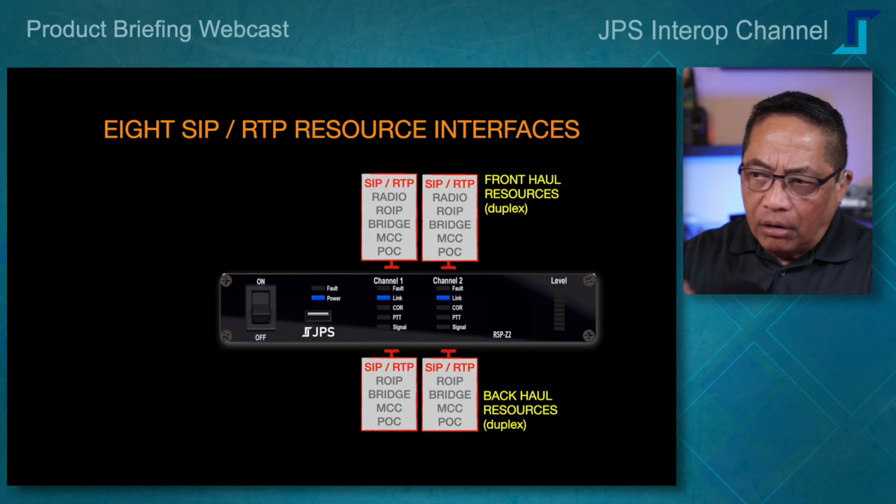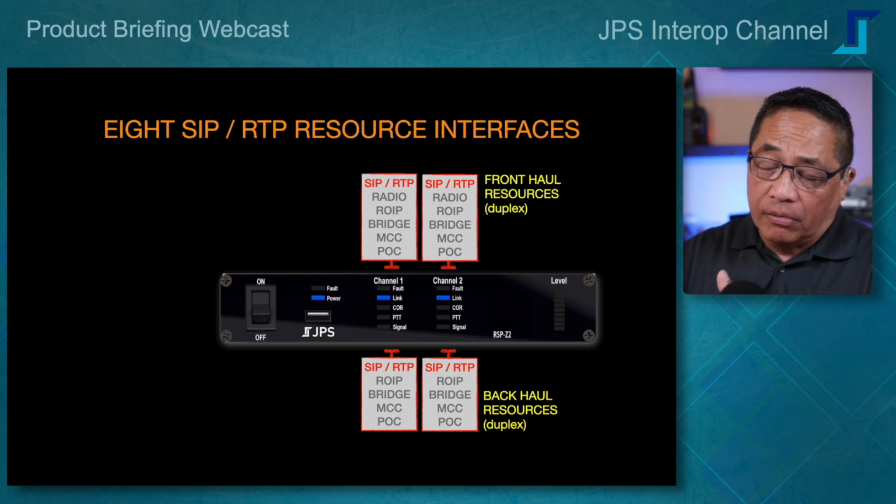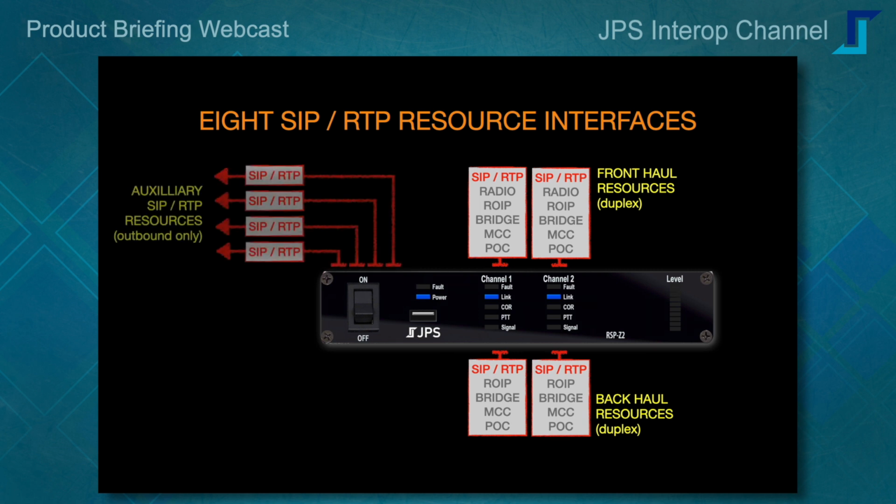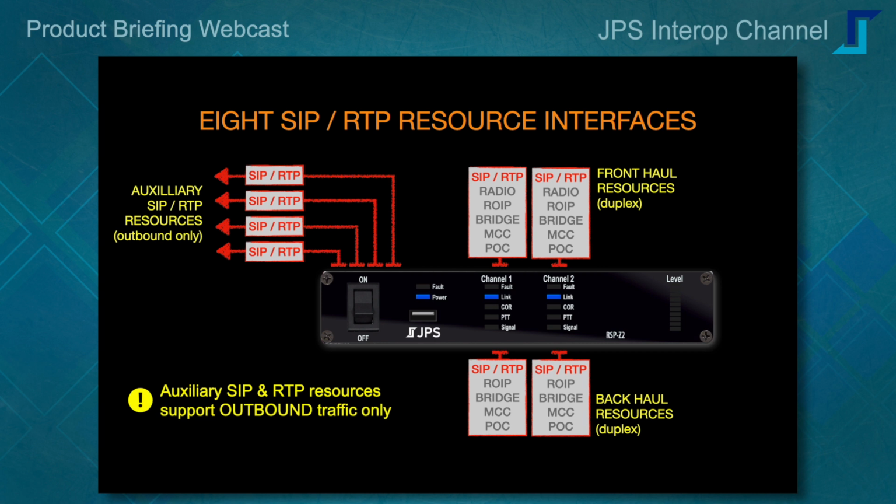The front haul and the back haul has many permutations in terms of we can support radios on the front haul. We can also support digital protocols, and that holds true for the back haul as well. So we have lots of permutations, and we can create many combinations of interoperability or interaction between these systems. But you can see that we have up to 4 capabilities on the front haul and back haul, and this is duplex communications back and forth in both directions. But what we also have are 4 additional auxiliary SIP and RTP interfaces, primarily used for outbound traffic for voice logging recorder. So let me show you where that is on the user interface.